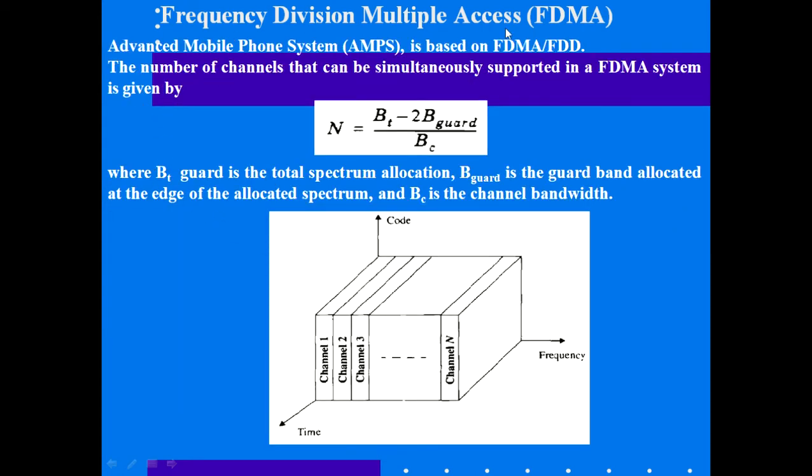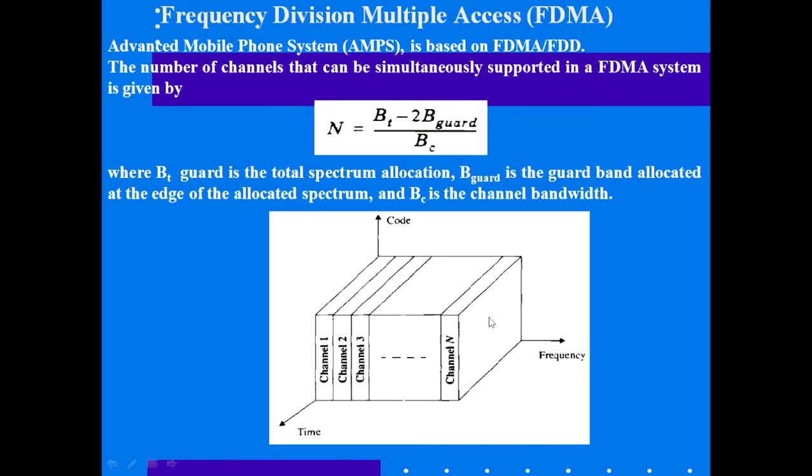This is the number of channels that can be simultaneously supported by FDMA. It is represented by capital N, given by the formula N = (BT - 2 B guard) / BC. BT is the total frequency spectrum. B guard is a guard band. Usually the guard band is assigned between consecutive users in the wireless spectrum in order to avoid interference and overlapping. Here B guard is a guard band allocated at the edge of the allocated spectrum, and BC is each and every channel bandwidth.